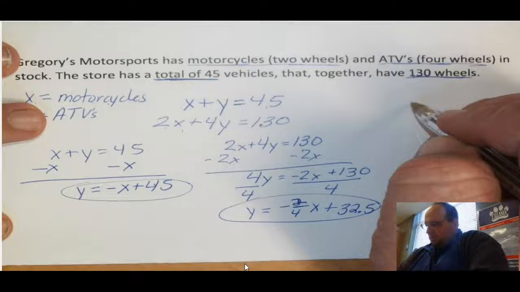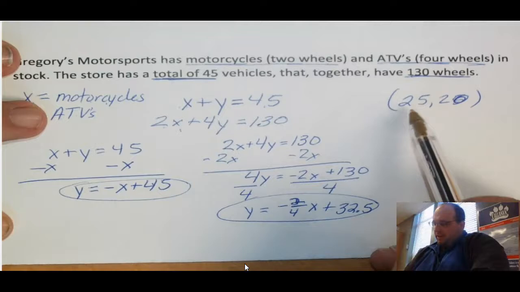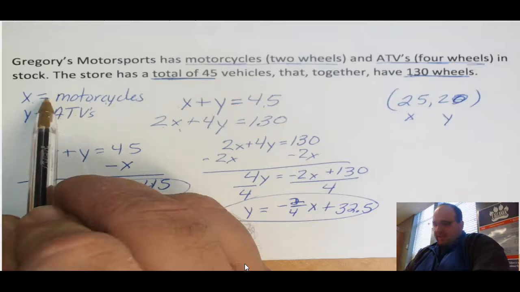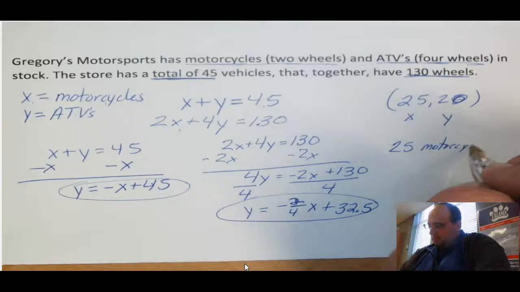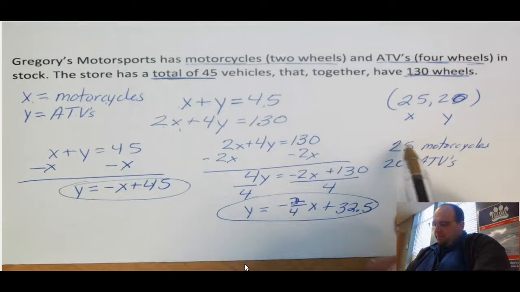So what I need to know is that this is my x value and this is my y value. So what this is telling me, it says, hey, what is x? It's the motorcycles. So there are 25 motorcycles, and there are 20 ATVs. I could plug in 25 and 20 to figure out how many motorcycle wheels there were and how many ATV wheels there were, but I really don't care. I just wanted to know how many of each vehicle.